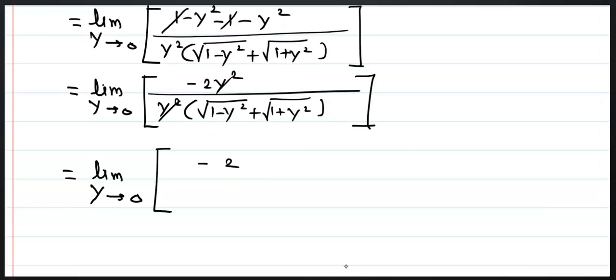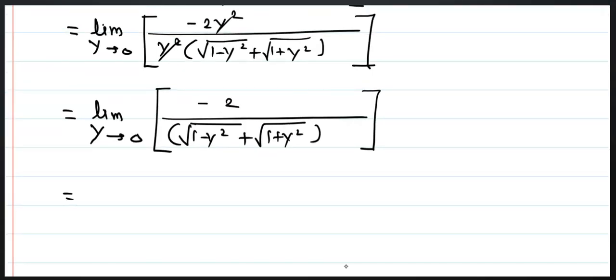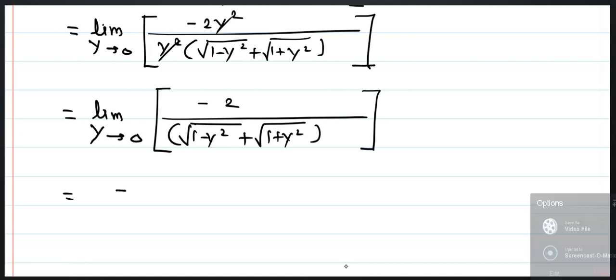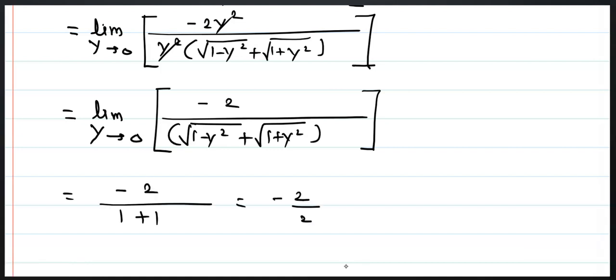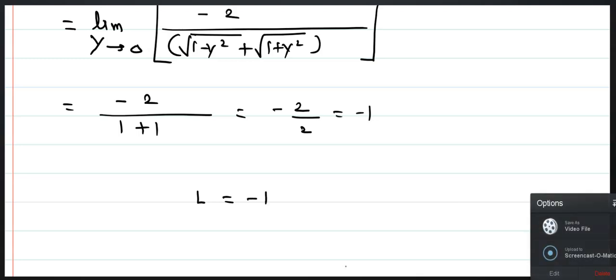That is the limit y tends to 0 of minus 2 upon root of 1 minus 0 plus root of 1 plus 0. Root of 1 plus root of 1, that is 1 plus 1, which is 2. Minus 2 upon 2, which is minus 1. Therefore, the limit is minus 1.